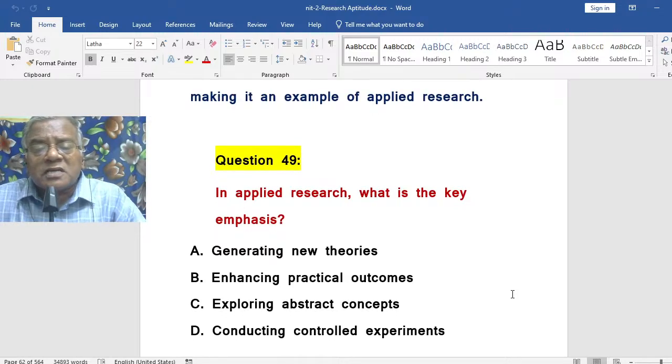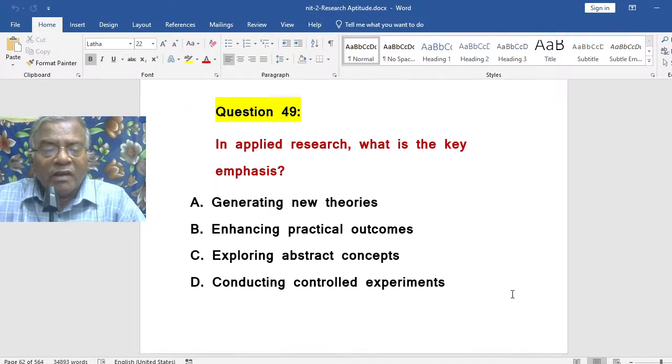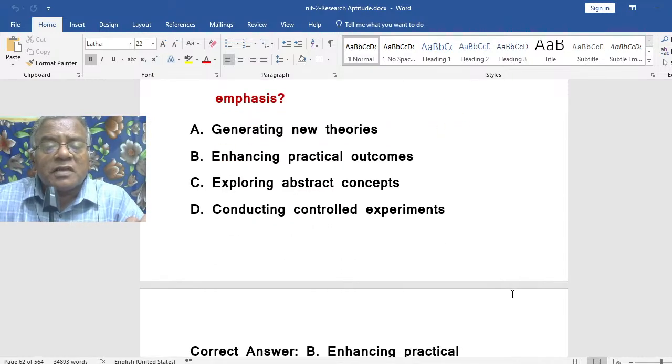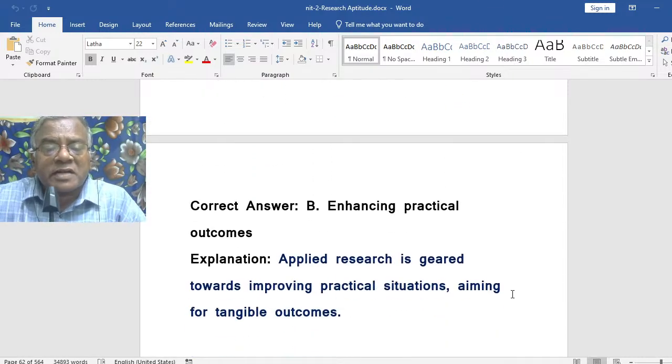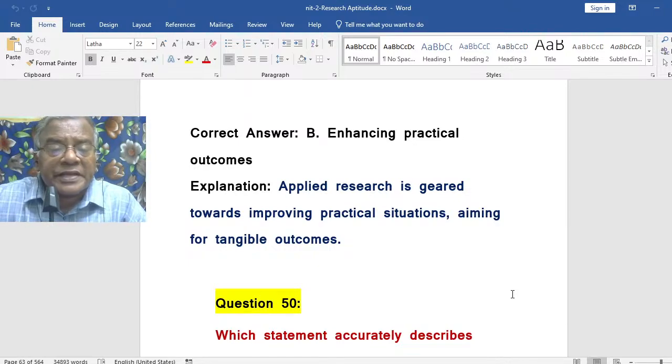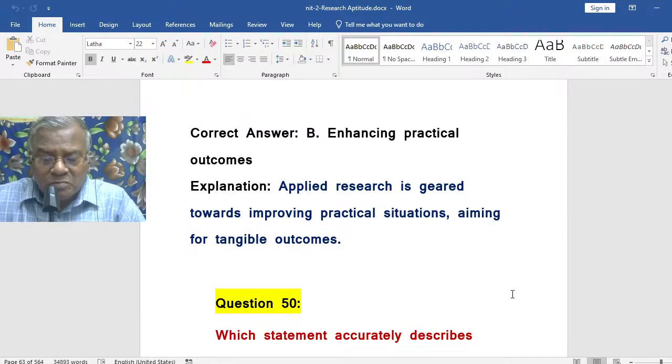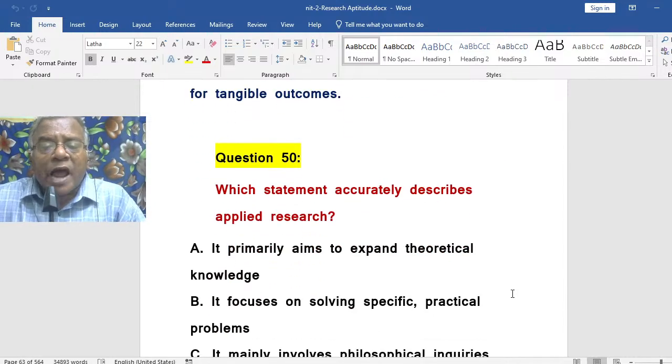In applied research, what is the key emphasis? There are four alternatives. That is enhancing practical outcomes. Applied research is geared towards improving practical situations, aiming for tangible outcomes, concrete results.